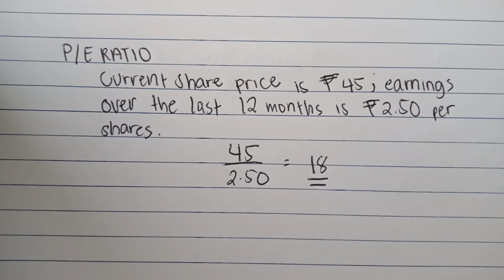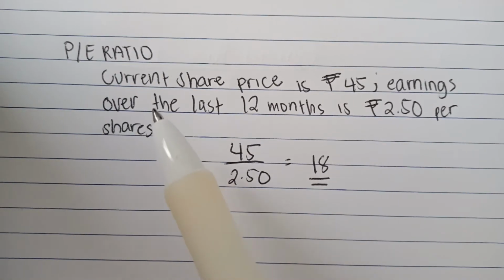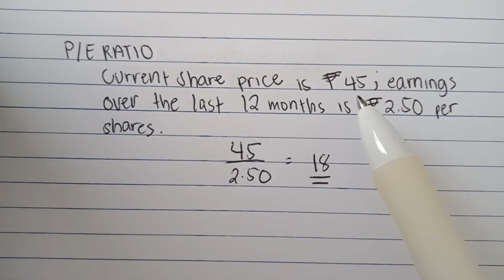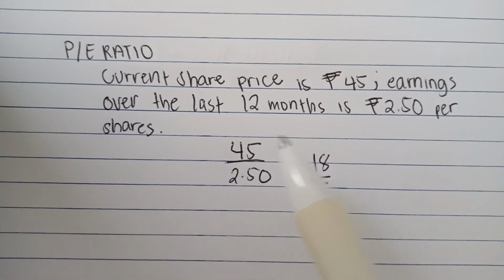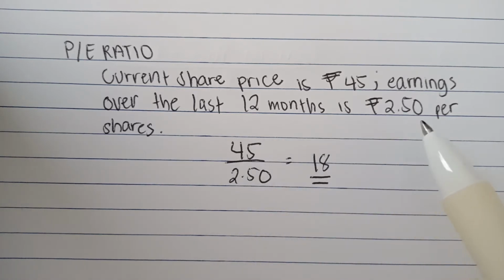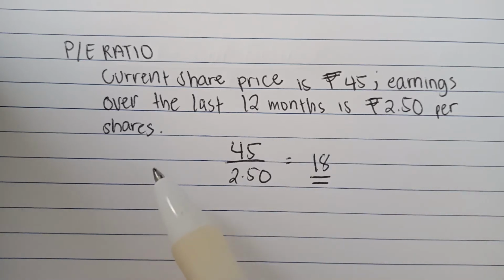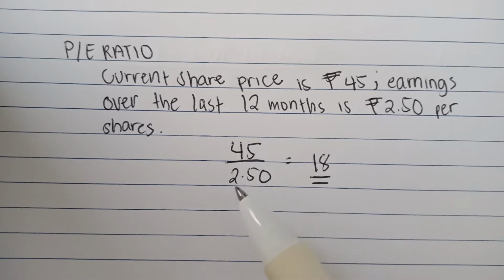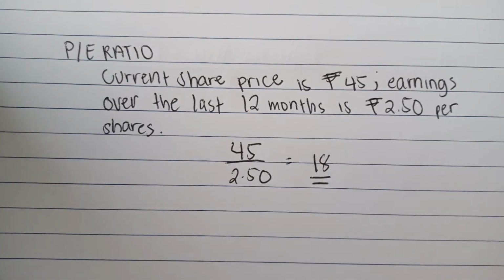Next is computing for the PE ratio. An example is the current share price is 45 pesos. Earnings over the last 12 months is 2.50 pesos per share. So we need to divide 45 pesos by 2.50, which is equal to 18. 18 is our PE ratio.